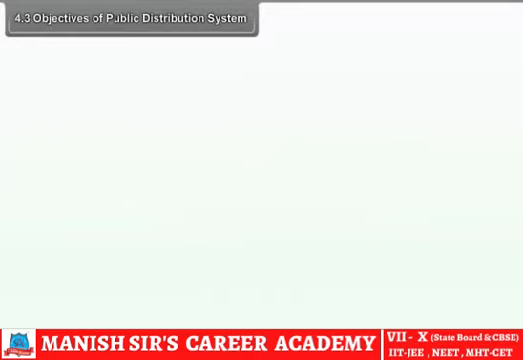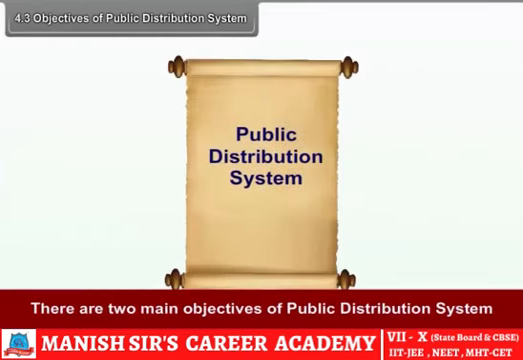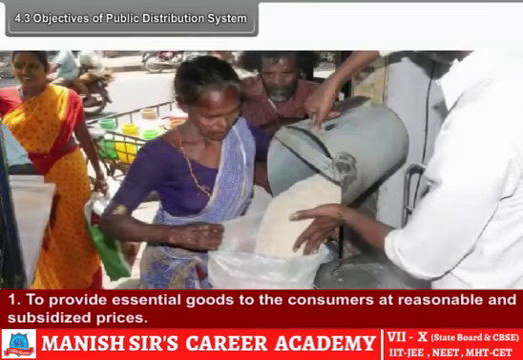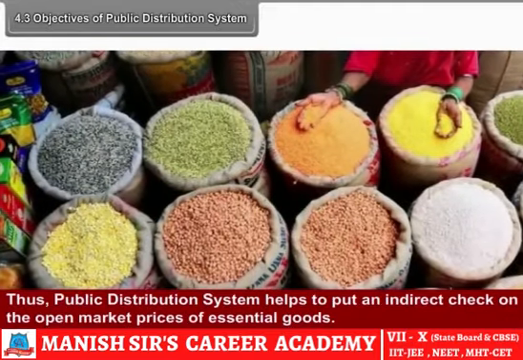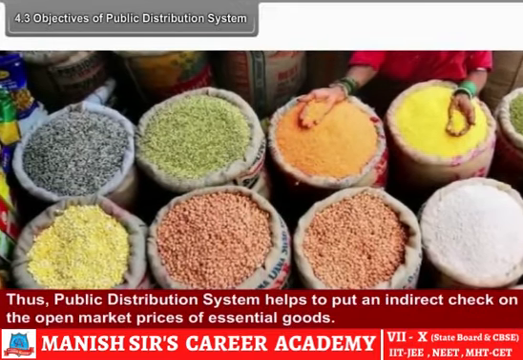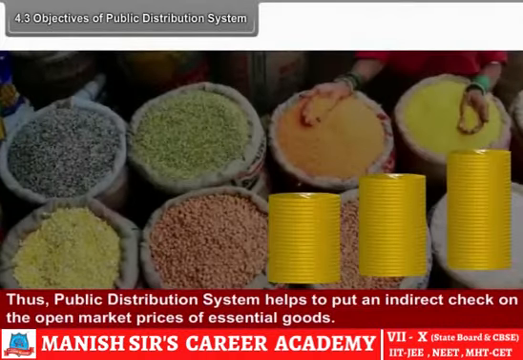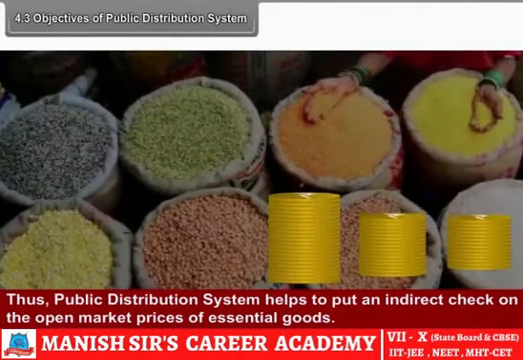4.3 Objectives of Public Distribution System. There are two main objectives of public distribution system. 1. To provide essential goods to the consumers at reasonable and subsidized price. 2. To maintain minimum nutritional status of the population. Thus, public distribution system helps to put an indirect check on the open market prices of essential goods.